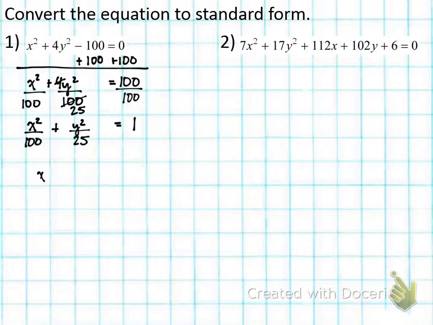We just place markers for those. So x minus 0 squared over 100 plus y minus 0 squared over 25 is all equal to 1.